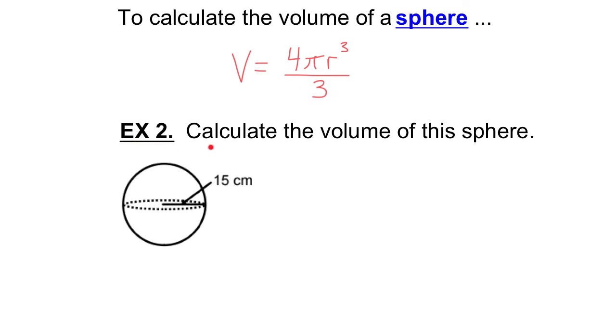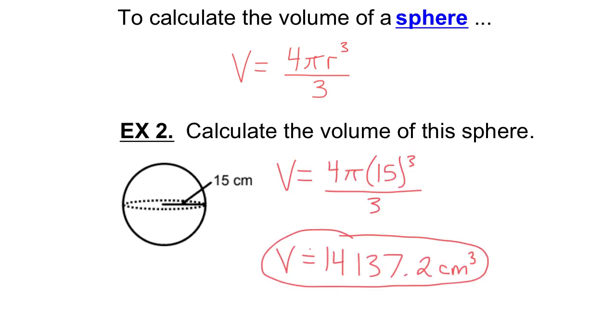So, for example 2, calculate the volume of this sphere. Try it on your own. Pause the video and see how you do. If you do this correctly, you should end up with about 14,137.2 centimeters cubed for this sphere. If you didn't get that, you probably were typing this incorrectly into your calculator, in which case you would have to ask for some help with that. Otherwise, feel free to move on to the practice questions.